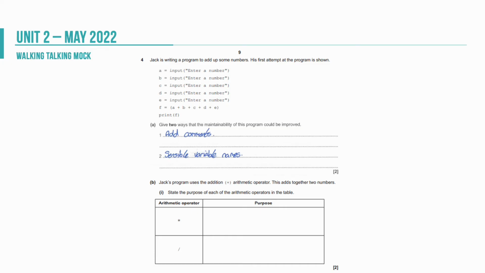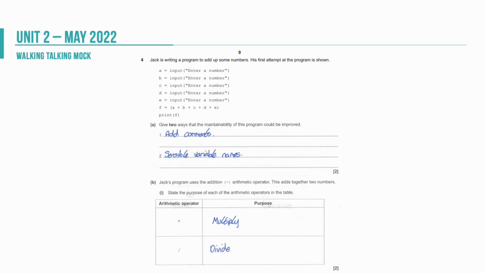Jack's program uses addition, which is a plus. State the purpose of each of the following. We've got the star shape and the /. That's one you're either going to know or not. Hopefully you're aware that a star is multiply and a / is divide.